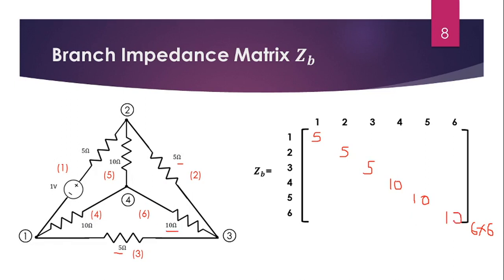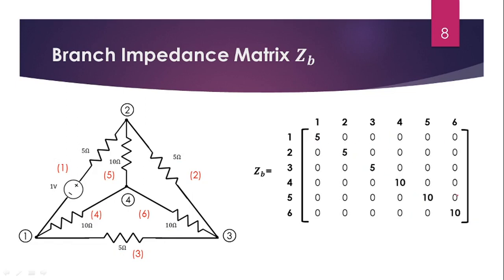So the branch impedance matrix we are getting is only a diagonal matrix. Only diagonal elements exist. Remaining elements are 0. Keep it in note. The branch impedance matrix is only a diagonal matrix where the diagonal elements exist and the remaining elements are 0. So we got this matrix, and the order is branch by branch. The number of branches is 6, so it is 6 by 6. So the third step is over.